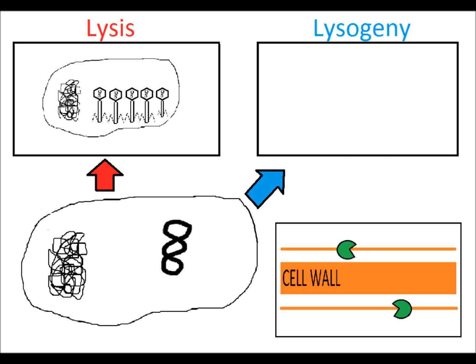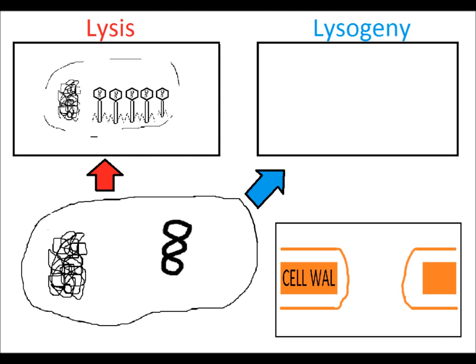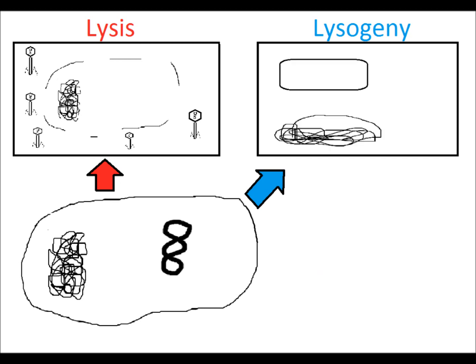Holin creates holes in the membranes. Endolysin cleaves the cell wall. And another enzyme, the product of the gene RZ, causes the inner and outer membranes to fuse. The cell is now lysed. There are lots of holes through which the phage particles can leave the cell and go on to infect a new host. Now, lysogeny. In lysogeny, instead of being replicated, the lambda DNA becomes incorporated into the host DNA.